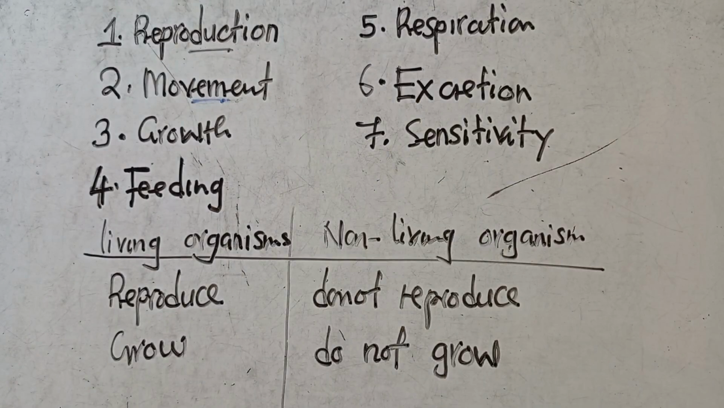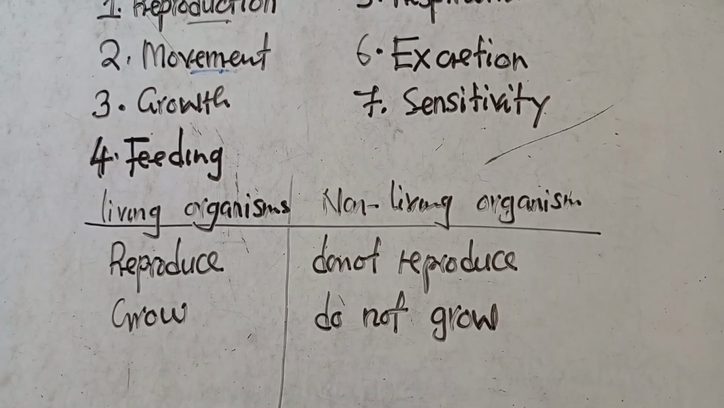So when I tell you, differentiate living organisms from non-living organisms, 7 marks, you need to put there 7 points. So you say, okay, this one is able to do this, while this one does not do that. You are just explaining these things. So there's nothing difficult here.